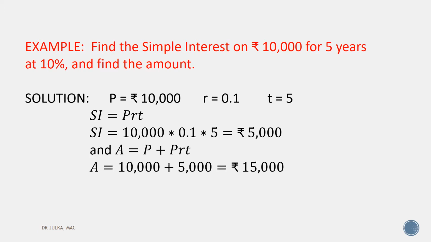And amount equals principal plus simple interest. Principal here is 10,000 and we calculated simple interest of rupees 5,000. The sum of these two gives you the amount. So amount equals 10,000 plus 5,000, that is equal to 15,000.